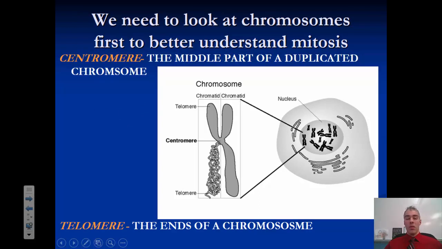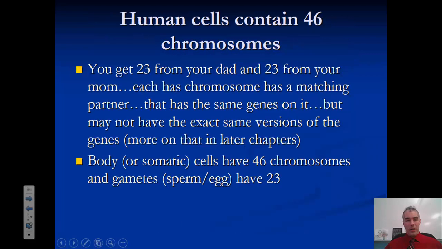The centromere part of the chromosome is the central part right here of a duplicated chromosome, as you can see here. The telomeres, remember, are on the outside parts of the chromosome. The centromere is actually the spot in which the spindle fibers, which are going to pull the chromosomes apart, are going to attach. And remember this, human cells contain 46 chromosomes.